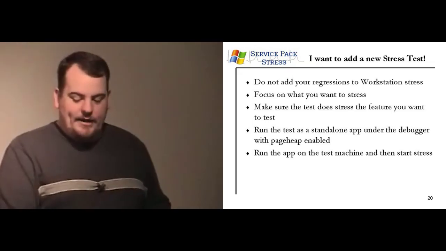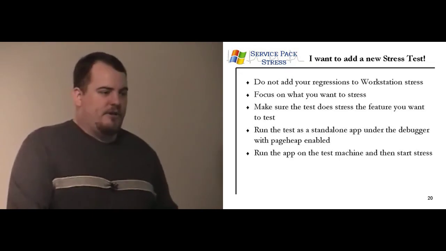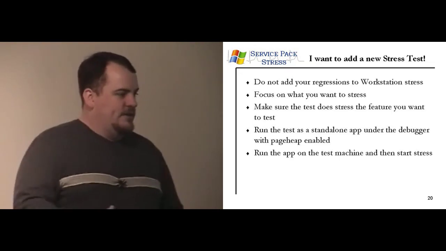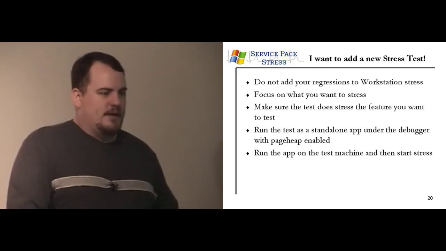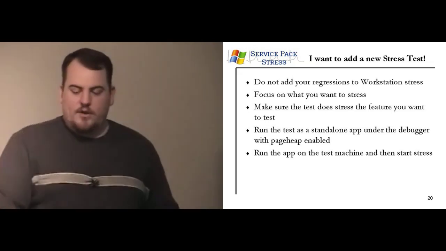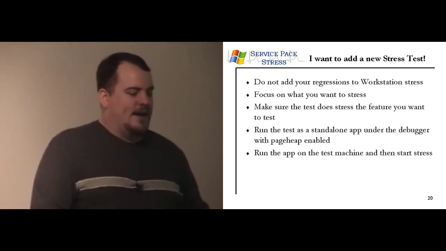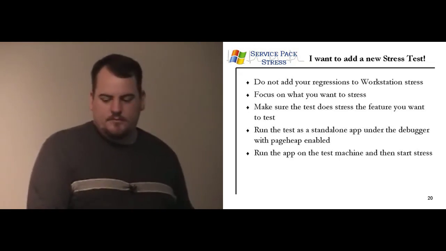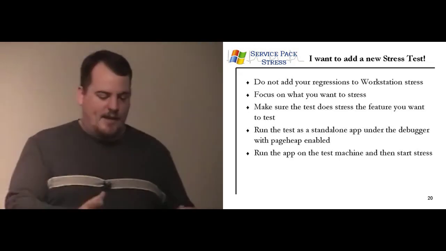If you want to add a new stress test, here are some of the guidelines we've come up with. Do not add your regression tests. You may have some automation that fully tests RAS, for example, but we don't want that sort of thing. Like I was talking about earlier, we want well-behaved apps that always pass. Focus on what you want to stress. If you want to stress a client dialing up to a server via RAS, then just that should be your focus. It should dial up. You shouldn't try to do more than that. Stick to the basics to make the app reliable.